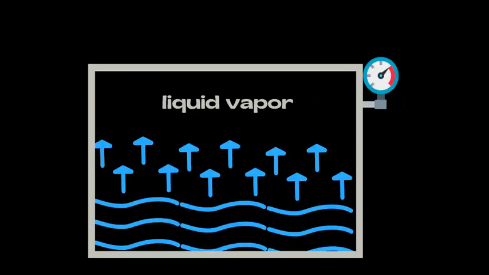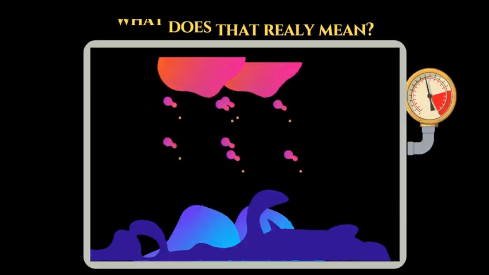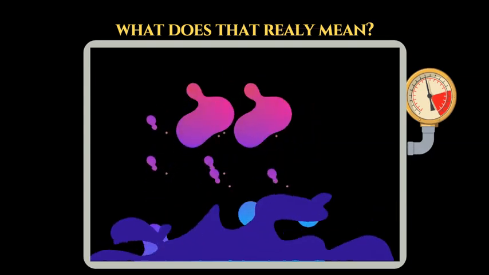Vapor pressure is the pressure exerted by the vapor of a liquid or solid in equilibrium with its liquid or solid phase in a closed system. But what does this really mean? Let us break it down.